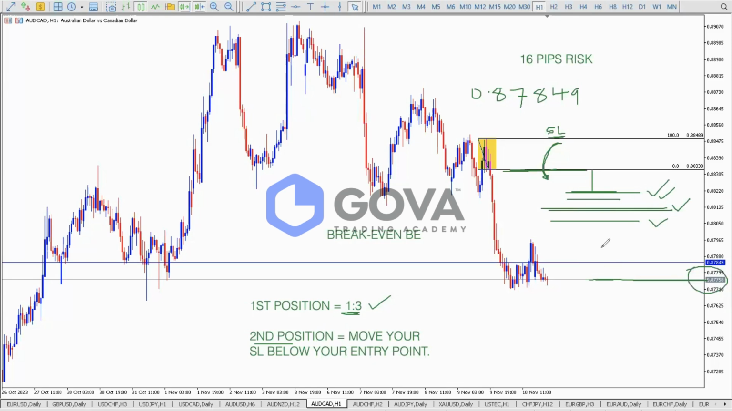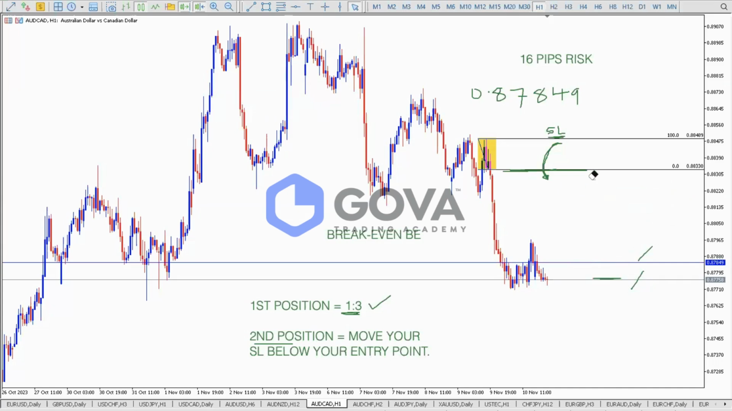Just make sure that if you move your stop loss here, it is not good because it is too close. The stop loss is too close to what? It is too close to the entry price. It is too close to the current market price. So don't put your stop loss very close to the entry price. It is very wrong. Make sure that your stop loss is far away from your entry point.